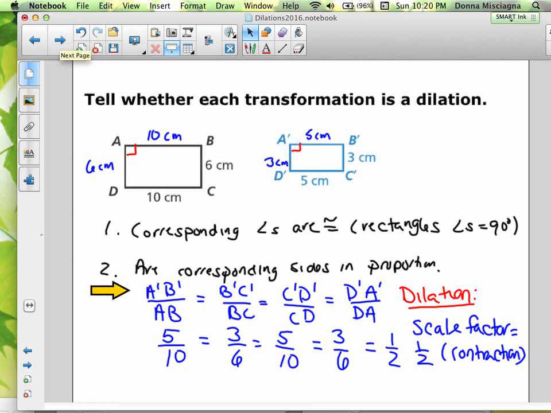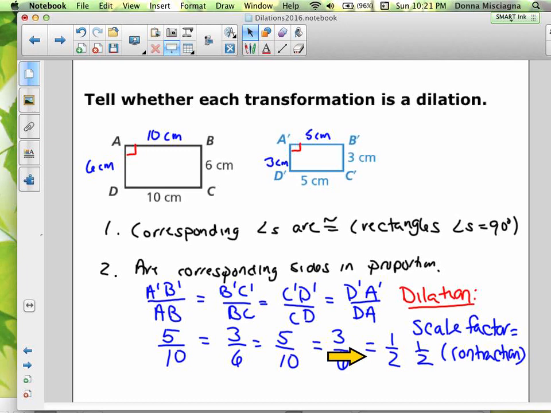Image over pre-image: A prime B prime is to AB, as B prime C prime is to BC, as C prime D prime is to CD, as D prime A prime is to DA. Right? And so now we just fill in the side measures. A prime B prime was 5, and AB was 10. B prime C prime is 3, BC is 6, C prime D prime is 5, CD is 10, all just from the diagram. D prime A prime is 3, DA is 6.